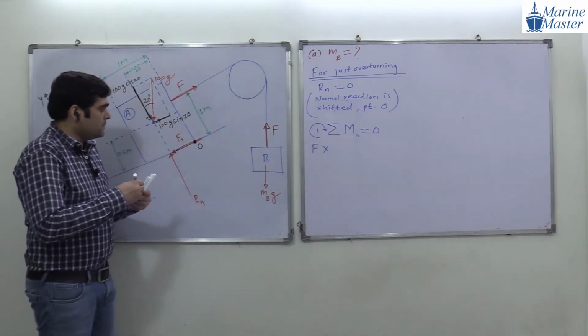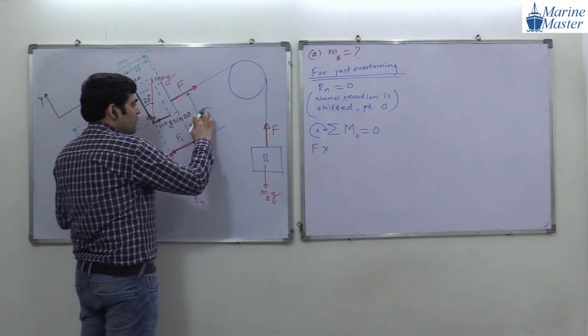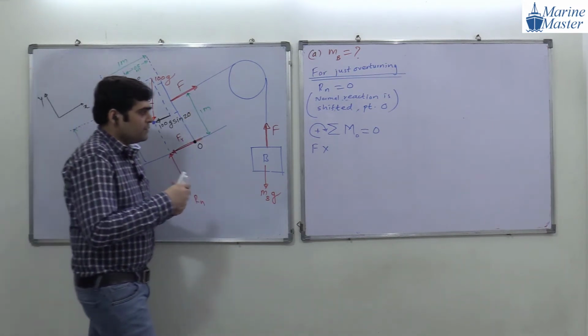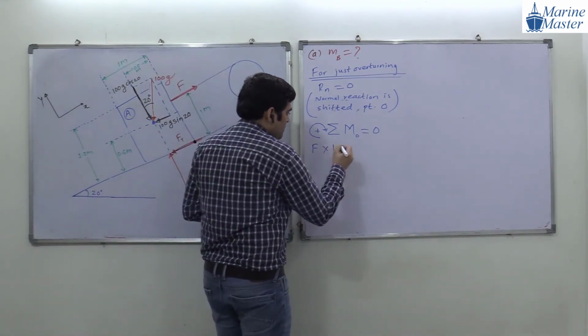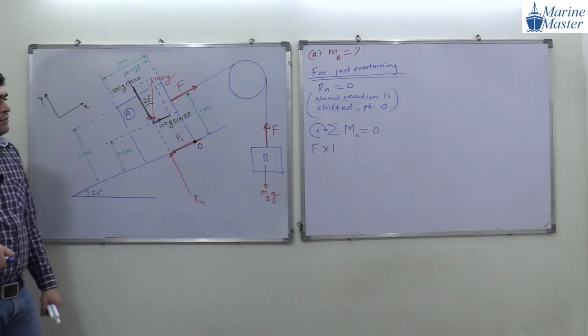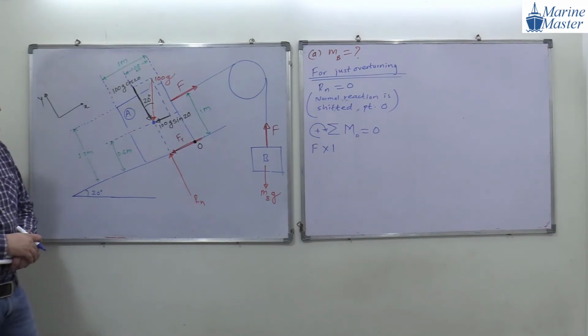What will be the perpendicular distance, guys? What will be the perpendicular distance? 1 meter. Okay, this distance is what? Perpendicular distance is what, guys? 1 meter. Okay, try to see the scenario here, everyone. Now the next point is what?